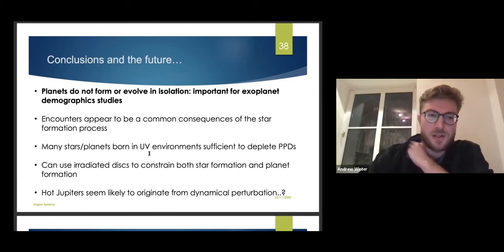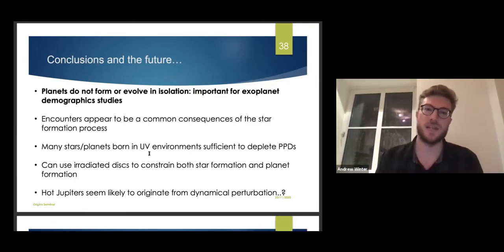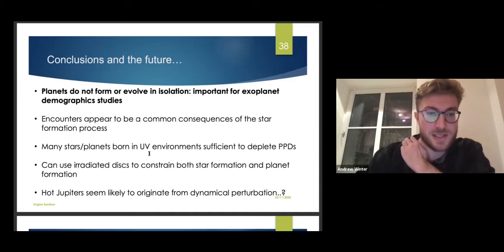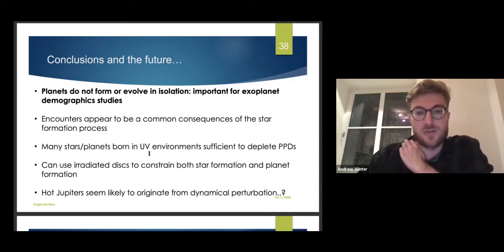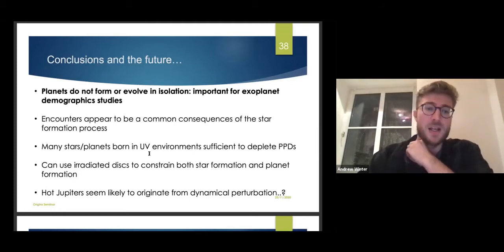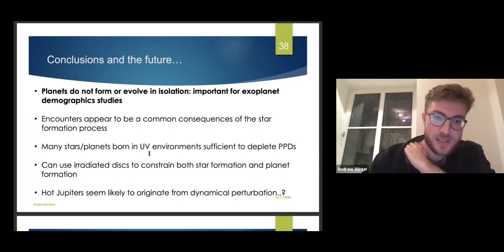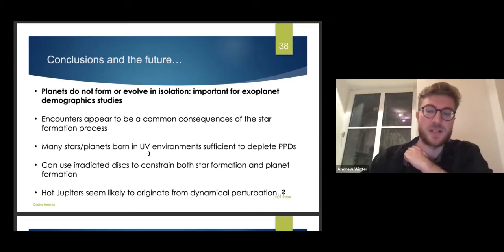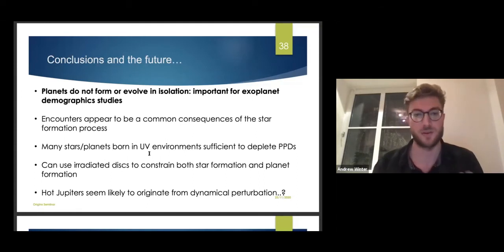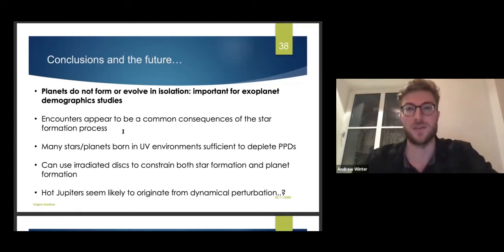Other conclusions include that encounters appear to be a common consequence of the star formation process, and we know that many stars and planets are born in UV environments that are high enough to deplete protoplanetary disks, and we can use such irradiated disks to constrain both star formation and planet formation models. And finally, it's looking more and more likely that hot Jupiters originate from a dynamical perturbation, rather than migration through a protoplanetary disk.